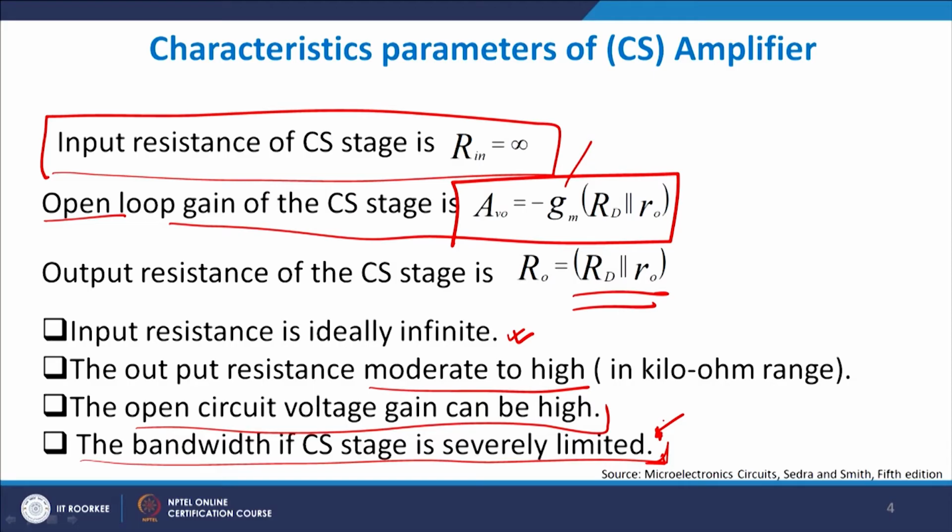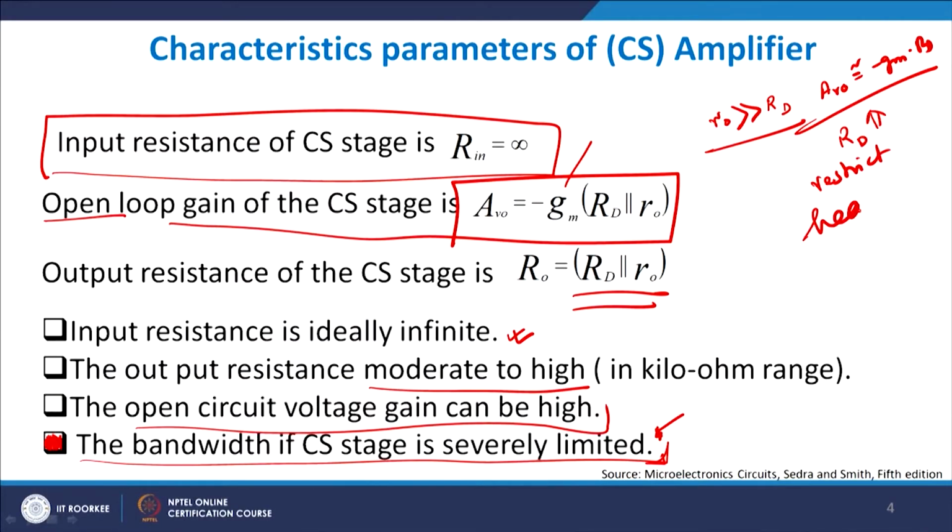This last point will be dealt with when we discuss the modeling of the device for high frequency, moderate frequency and low frequency, and there we try to find out the bandwidth of the MOS device. But three things to take away from all this discussion: infinite input impedance, moderately high output impedance, very large gain AV, and so on and so forth.